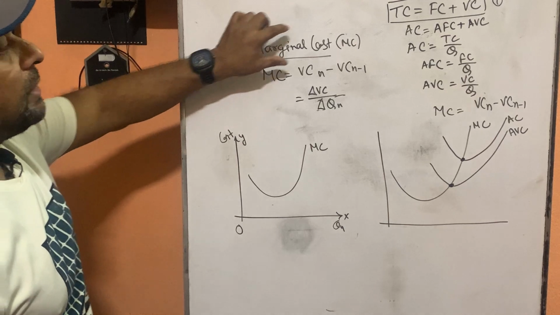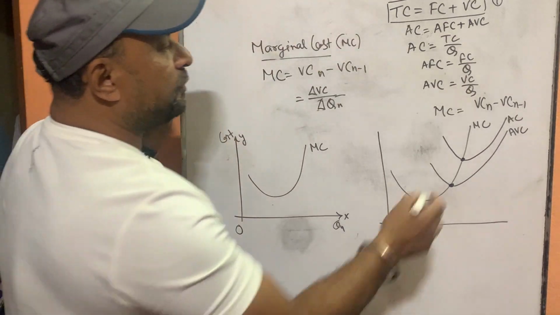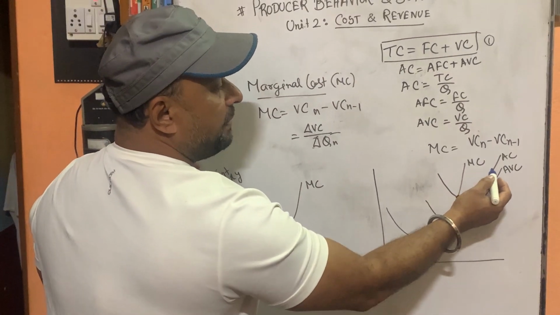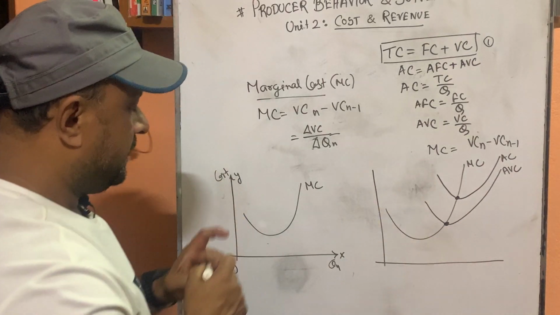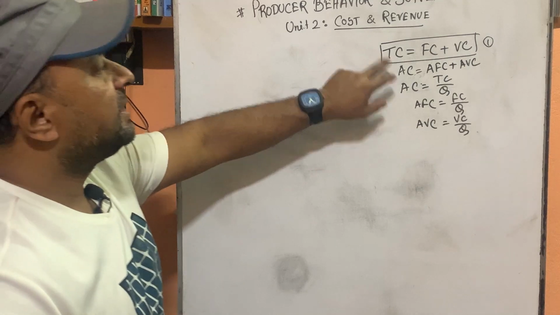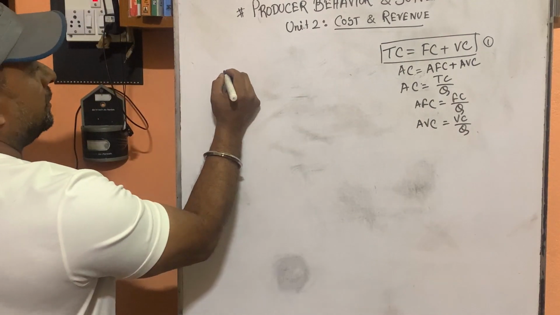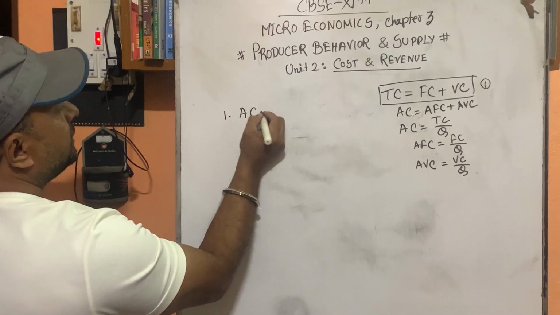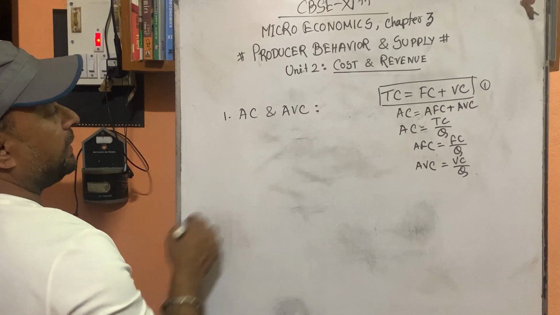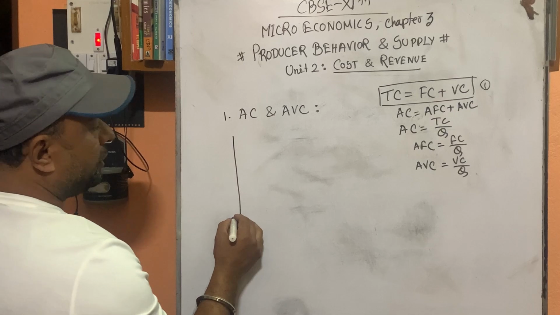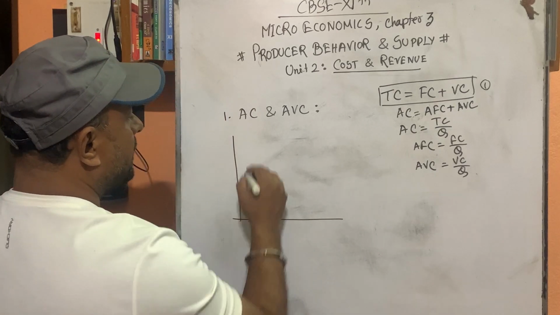Now all the costs are interrelated. Suppose marginal cost, average cost, average variable cost, these are all interrelated. How are they interrelated? Let us start. Now the relation between these costs. First one, average cost and average variable cost. How are they related? For that you have to draw the schedule and also the figure.